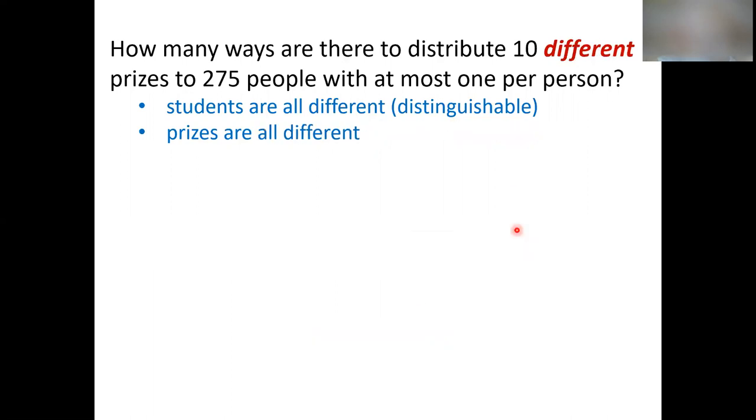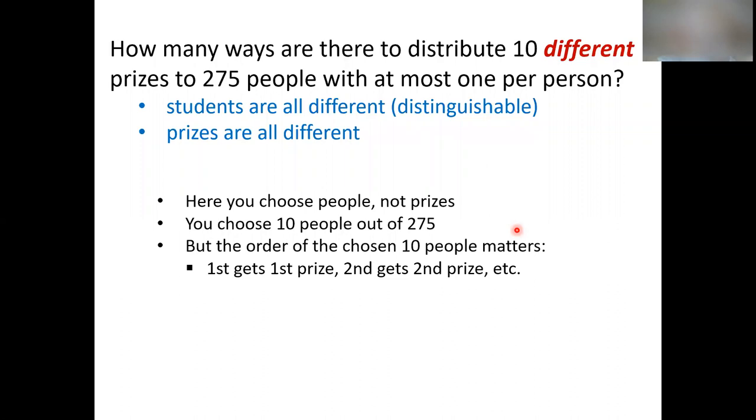Now, what would change if you said that the prizes are different? Well, now it's not an unordered set of 10. It's a set of 10, but ordered. In other words, it's a sequence of size 10, right? So it's a 10-permutation out of this set.